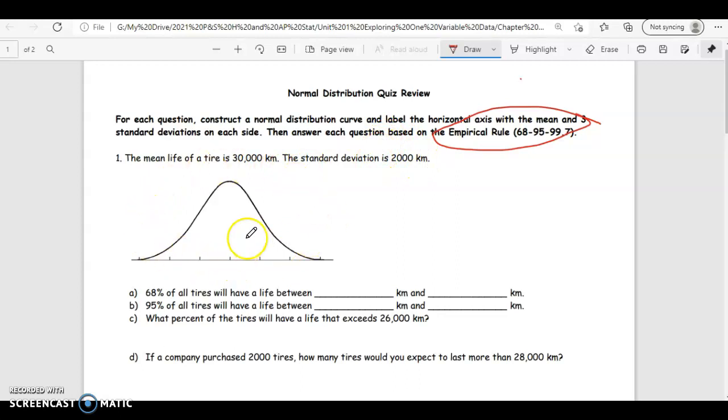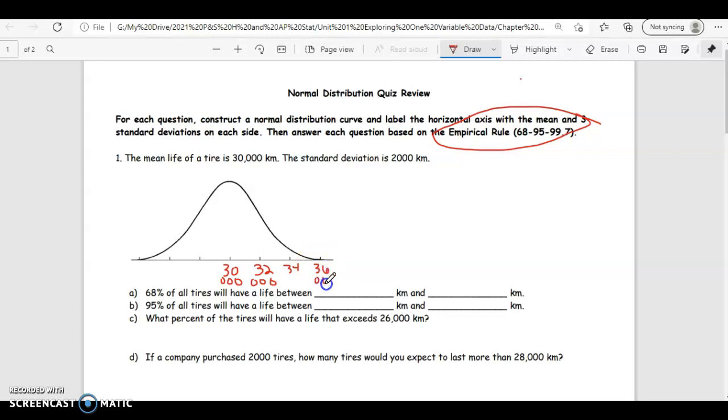Well, first of all, I'm given this blank curve, so I'm going to label it. And we know from class, or if you watched the video PowerPoint on these normal distributions, the mean will always go in the center. So here is the 30,000 kilometers. I'm just going to put the zeros below for space. And then for every standard deviation above, I'm going to add 2,000 because they tell me the standard deviation is 2,000. So this would be a tire with 32,000 kilometers, and then 2 more thousand makes this 34,000 and 36,000.